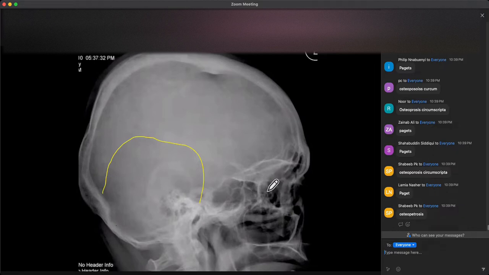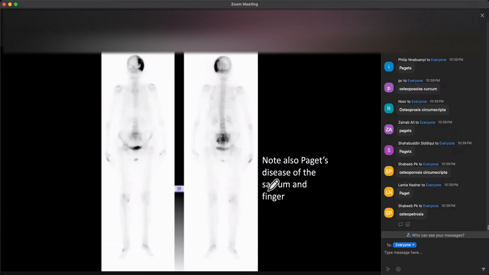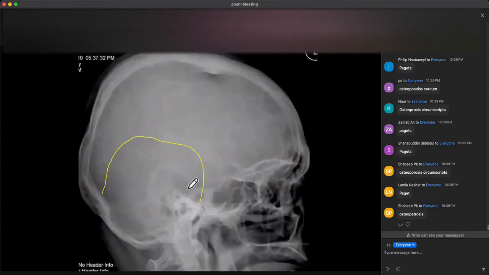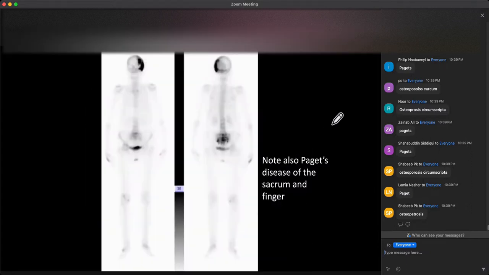And it ties in very nicely with the bone scan, which shows this increased tracer activity, which matches the osteoporosis circumscripta. And because this is osteoporosis circumscripta, you need to look for evidence of Paget's elsewhere, and you can actually see it in the finger, just here, and in the sacrum. So looking at the bone scan, you can see evidence of Paget's elsewhere.